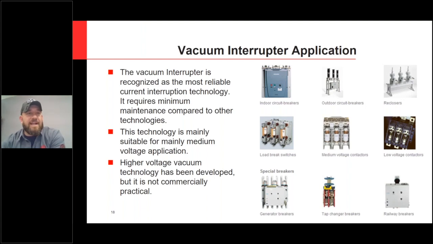So that gives you an idea about what you could see out there in the field with interrupters and applications. A vacuum interrupter is recognized as the most reliable current interruption technology. It requires minimum maintenance compared to other technologies. This technology is mainly suitable for medium voltage applications. Higher voltage technologies have been developed but are commercially not practical in some applications.